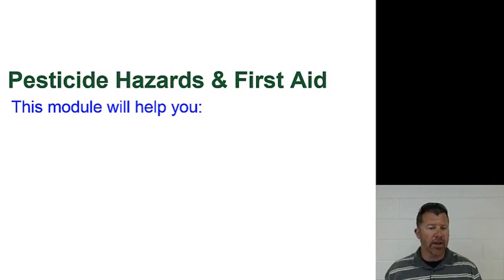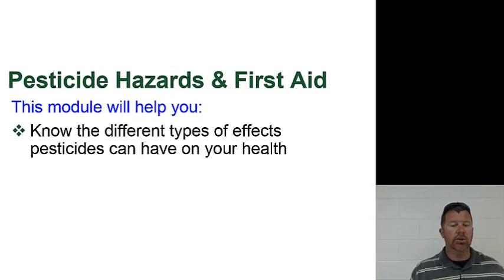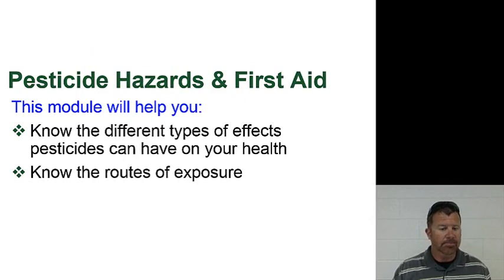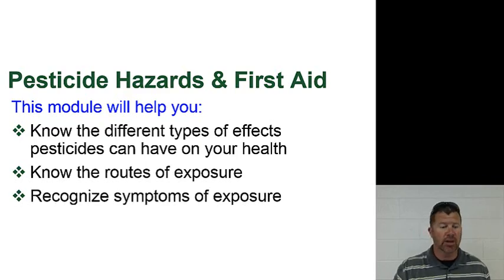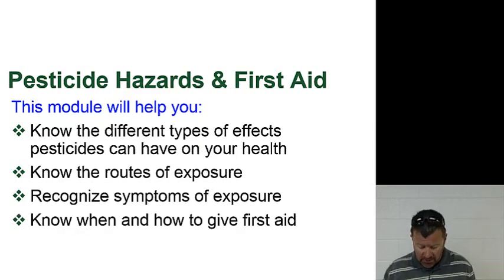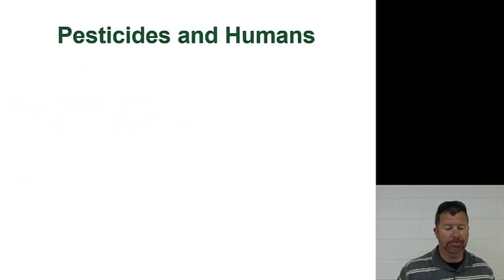Pesticide hazards and first aid. This module is going to help you know the different types of effects that pesticides can have on your health. We're going to learn the routes of exposure. There are different routes by which we can become exposed to pesticides. We're going to recognize some of the symptoms of pesticide exposure, and then we're going to know when and how to give first aid.